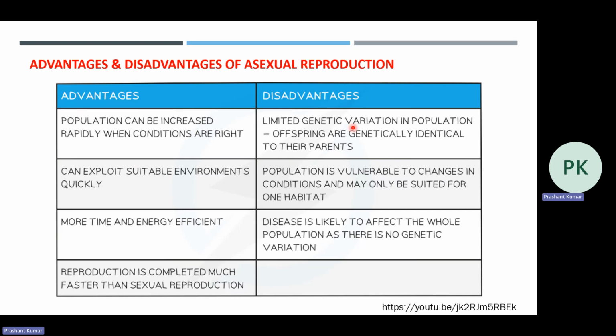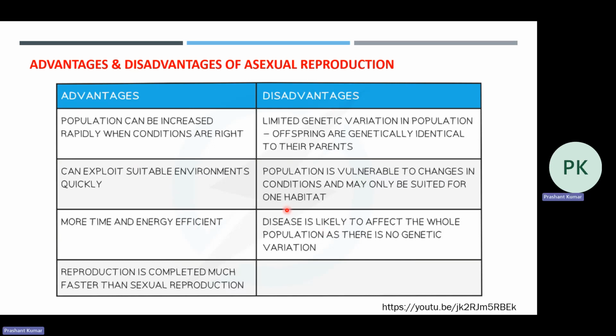They are not suitable for the climate or anything which is changing in the surrounding because they don't have variations, right? Population is vulnerable to change in the conditions and may be suited for one habitat. That's again a big point because they can't grow anywhere else, because they are adapted to that climate. And if there is a disease in one of the variation, one of the plants, it's going to affect all the other population of the plants because of course there is no genetic variation. So organisms are not going to fight against the disease.